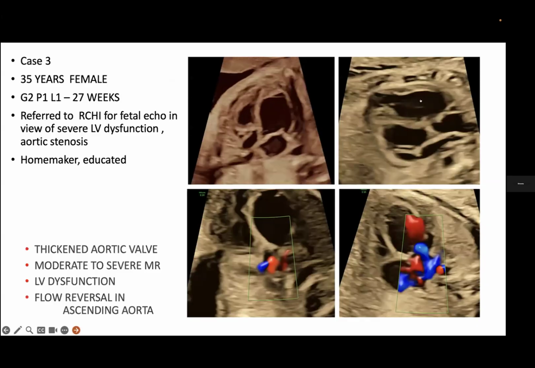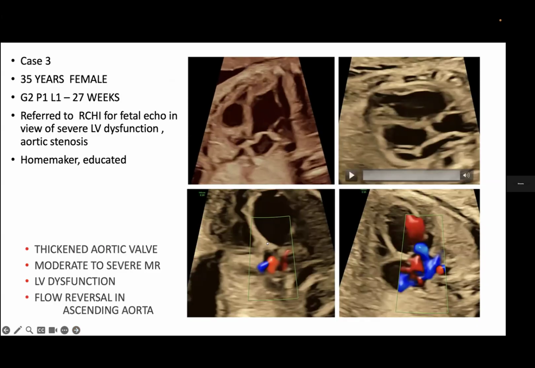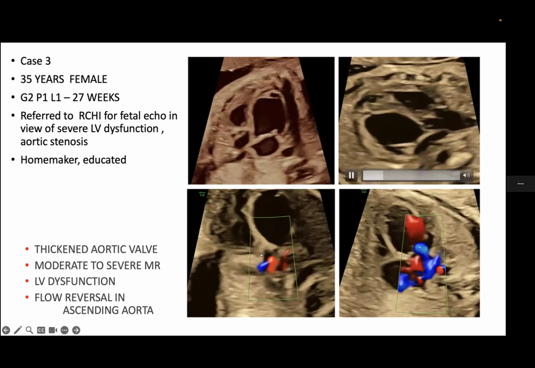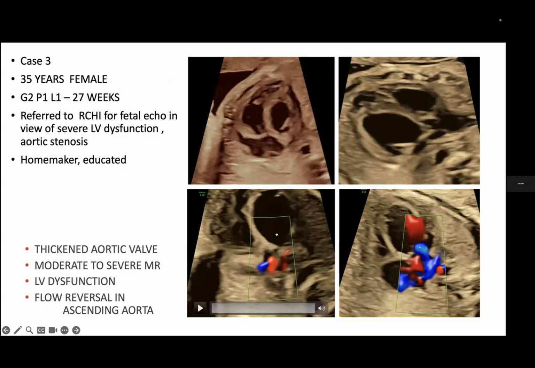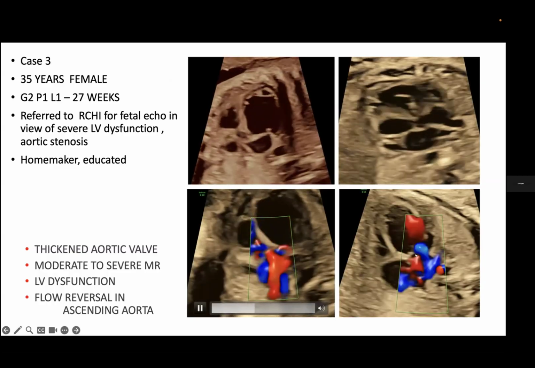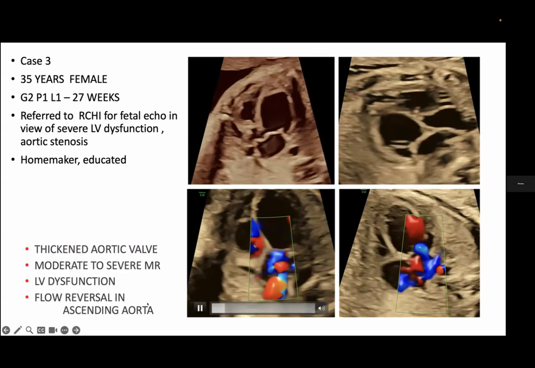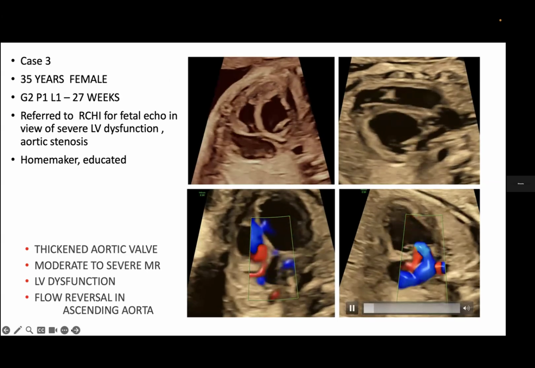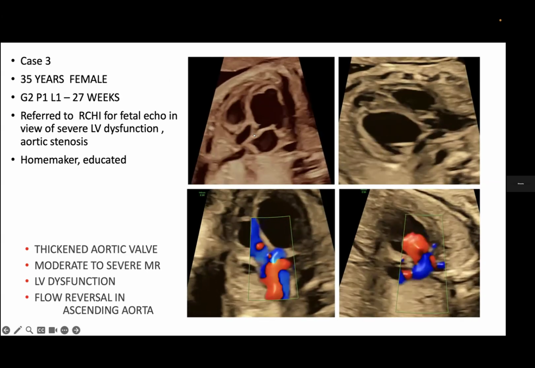Now let's see this third example. Again, there is a dysfunctional left ventricle which is very dilated here. There is a right heart also which is dilated, and this was due to the severely thickened aortic valve, you can see, which was bicuspid in nature, and this has led to the severe aortic stenosis, and there was mitral regurgitation which was moderate to severe, and there was already established severe left ventricular dysfunction.